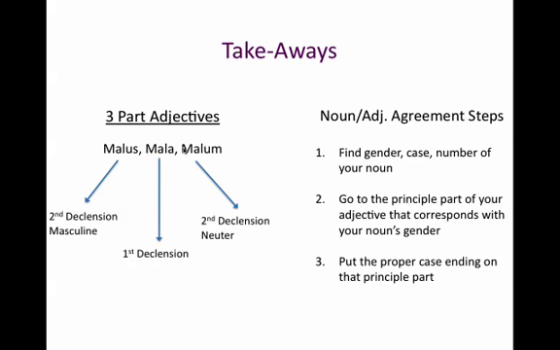The other big thing that you need to know is how to do your noun-adjective agreement. And remember the steps for this. The first, of course, is to find your gender, case, and number, because these are the 3 ways that your adjective has to agree with your noun. After you've got that down, you need to go to the principal part that corresponds with the gender of your noun. So if your noun's masculine, you have to use the first principal part. If your noun's feminine, you use the second principal part. If your noun's neuter, use the third principal part. Once you know that, you put the proper case ending on it for the number and the case.